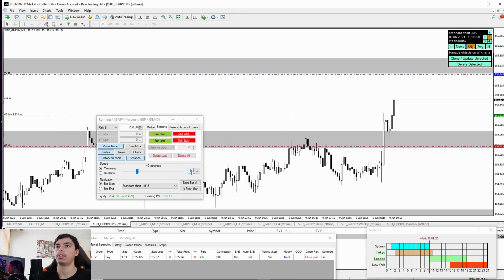So looking good so far. Oh man, I forgot to adjust risk. It's alright guys, we will go without adjusting risk. So I was supposed to risk more on this trade, but it's okay.